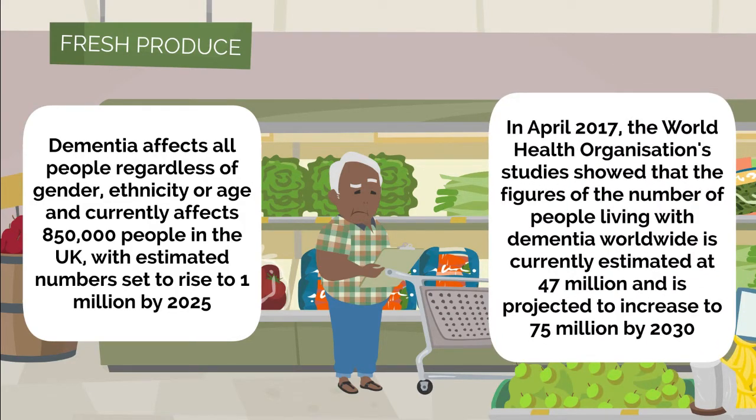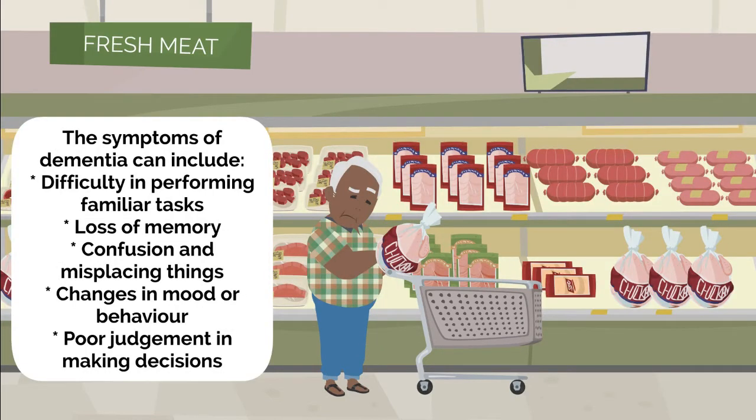In April 2017, the World Health Organization studies show that the figures of the number of people living with dementia worldwide is currently estimated at 47 million and is projected to increase to 75 million by 2030. The symptoms of dementia can include difficulty in performing familiar tasks, loss of memory, confusion and misplacing things, changes in mood or behaviour, poor judgement in making decisions.